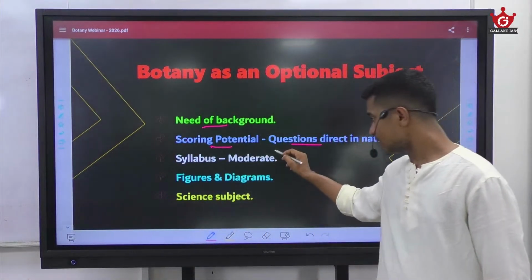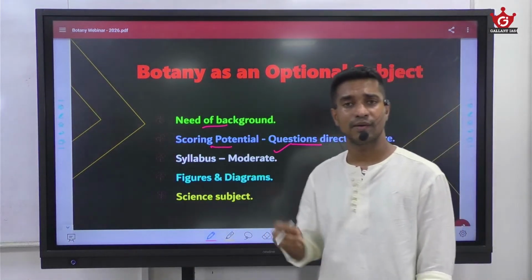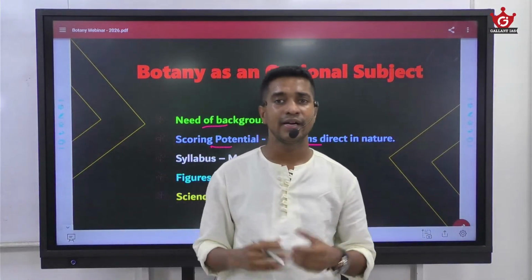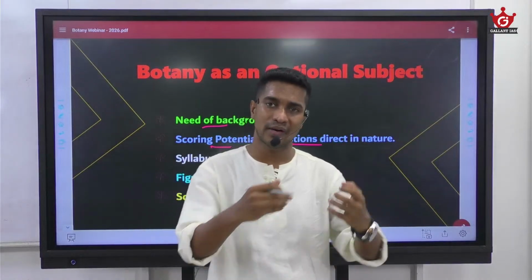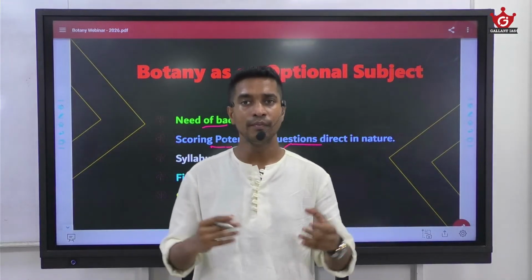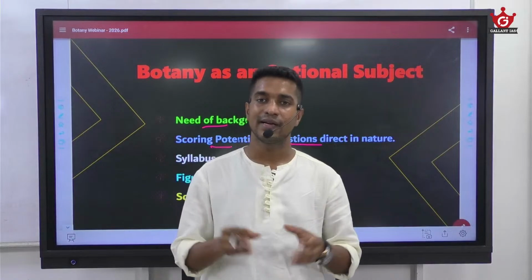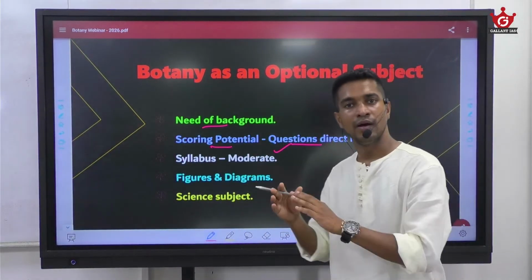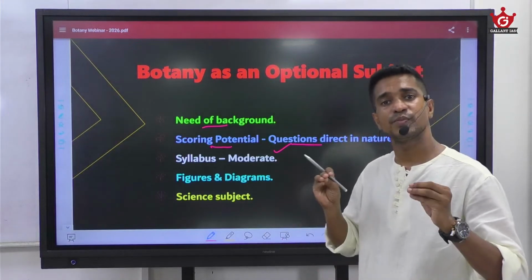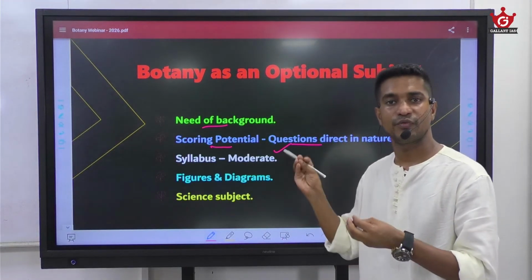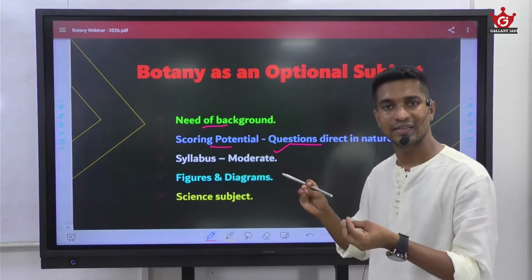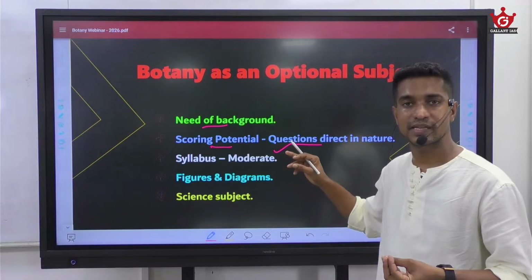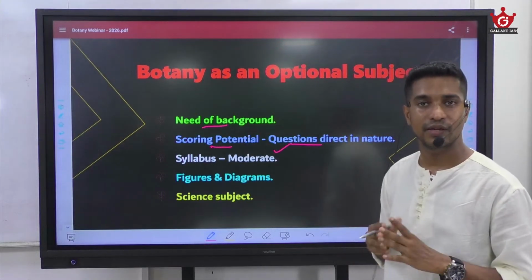And the syllabus. Looking at the syllabus, the entire syllabus is divided into paper 1 and paper 2. In paper 1 there are 5 units, and in paper 2 there are 5 units. Altogether there are 10 units. Looking at this syllabus, if you have a background in botany or in other related science subjects, most of the topics mentioned in the syllabus you have already studied at your graduation level.